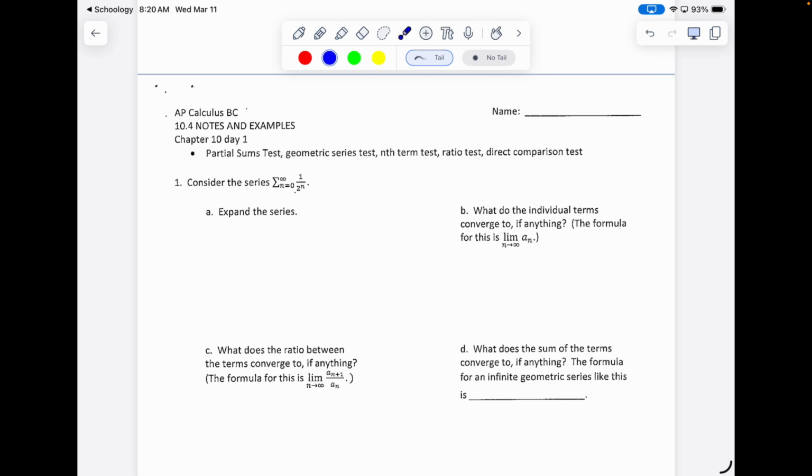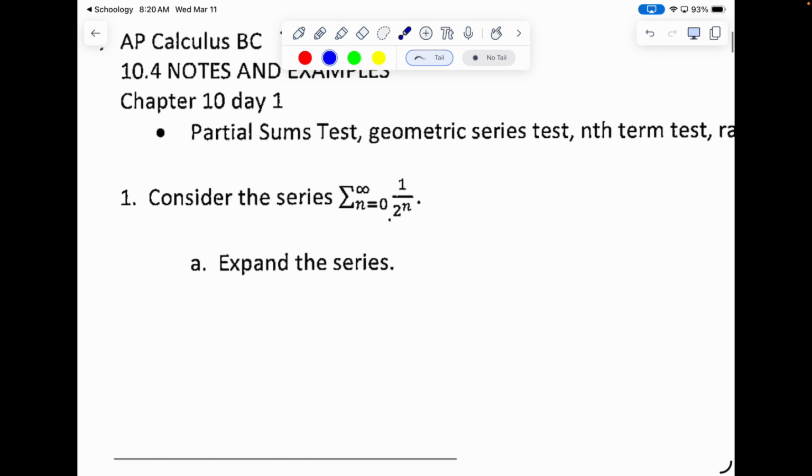So let's start. Consider the series. We have the infinite sum, the sum from n equals 0 to infinity of 1 over 2^n. Part 1, let's expand the series. By expand the series, I want to write out the first several terms and look at the pattern.